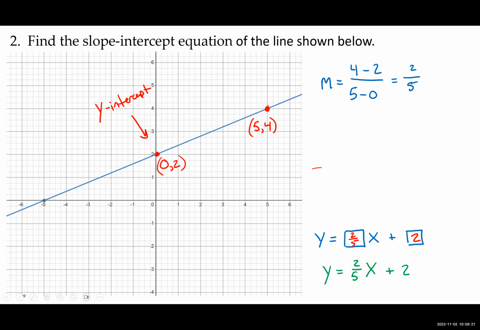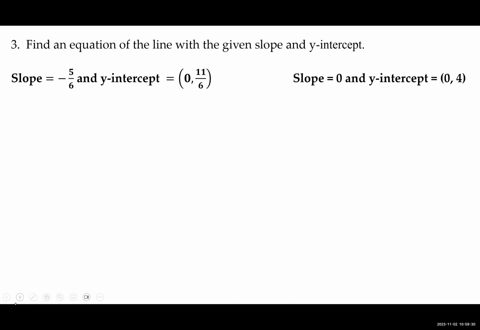Okay, so this is one way this question can be asked. Find the equation of the line if you're given a graph. This is one of many ways it could be asked. So here's another way. We're not given a graph, but we're given some information. This is actually even easier. Find the equation of the line with the given slope and y-intercept. So again, what we're looking for is y equals, fill in the blank, something times x plus something.